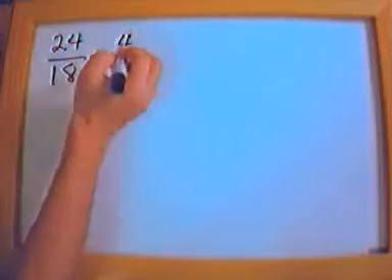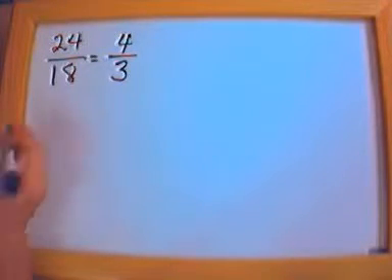Let's pick another. Let's say 24 over 18. What can go into both of these? 6 can. 24 divided by 6 is 4, because 6 times 4 is 24. And what goes into 18? 18 divided by 6, you have to use the same number, is 3. So it looks like 4/3 is the answer to that. So these two fractions are equivalent.